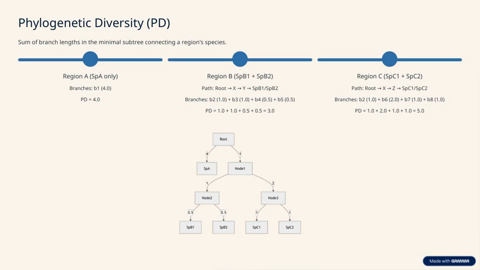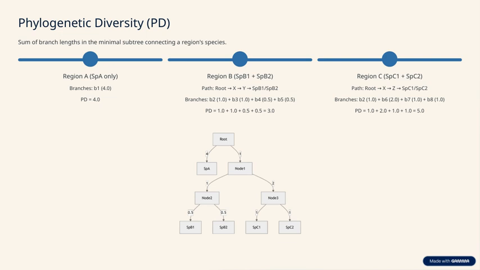Let's take a closer look at phylogenetic diversity, or PD for short. PD essentially measures the total evolutionary history represented by a set of species in a particular region. We calculate it by summing the lengths of the branches in the minimal subtree that connects all the species in that region. Starting with region A, which only has SBA, the minimal subtree is just a single branch, branch B1, with a length of 4. So the PD for region A is simply 4.